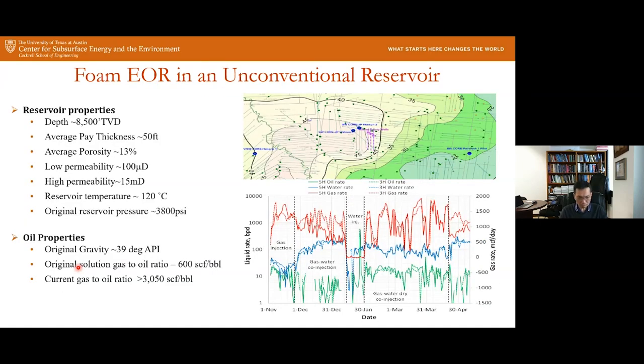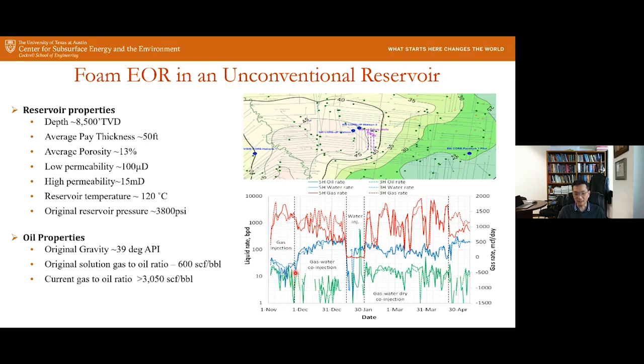By the way, I missed one thing. I'm sorry. Before I go into the foam injection, I want to make a couple of more important points regarding the characteristic of this reservoir. Not only do we have the conformance issues due to the fracture dominated flow, but this reservoir, like many other unconventional reservoirs, is very sensitive to the water injection.